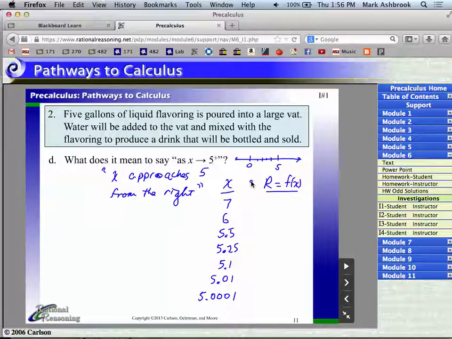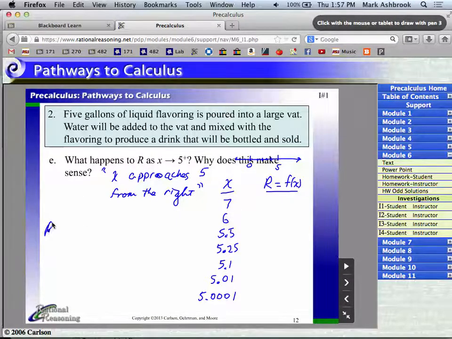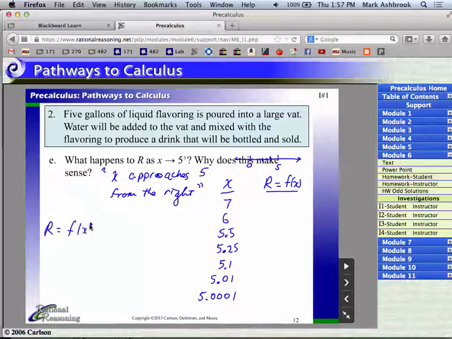I'll write it again up here. Where should I write it? I think that's the next slide. So this is what we're asking: what happens to r as x approaches 5 from the right? So how do we get r? 5 over x minus 5. So pick 2 or 3 from the list and calculate the output.